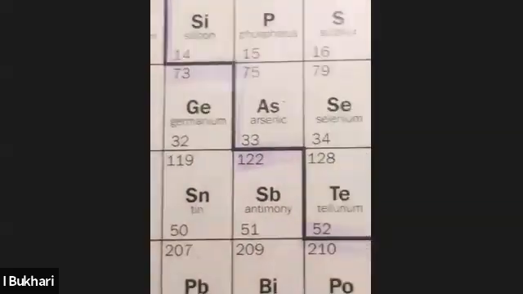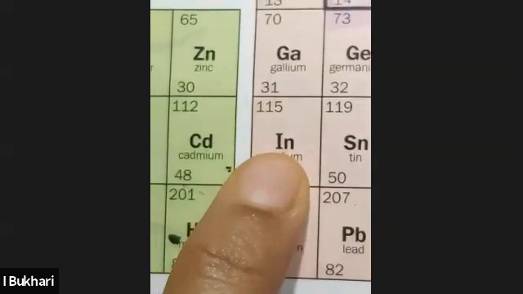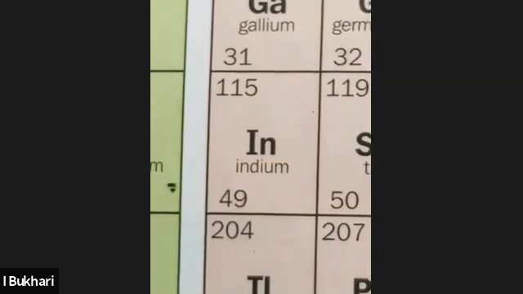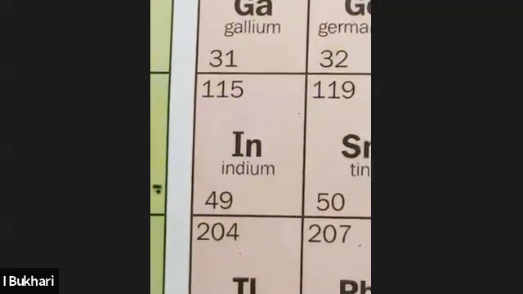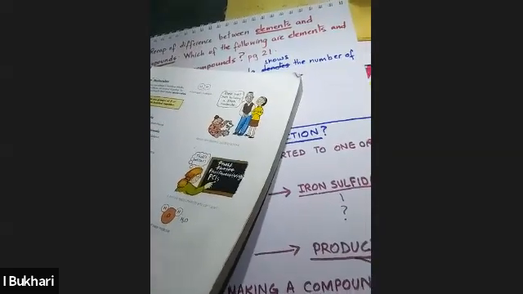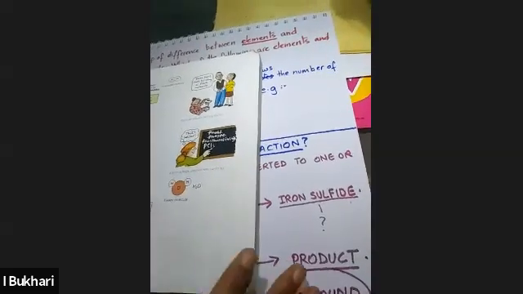So in formula writing, we use the symbol. And by constant practice, you will learn the symbols for different elements, okay? So don't worry. By constant practice, you will learn the symbols of the elements.